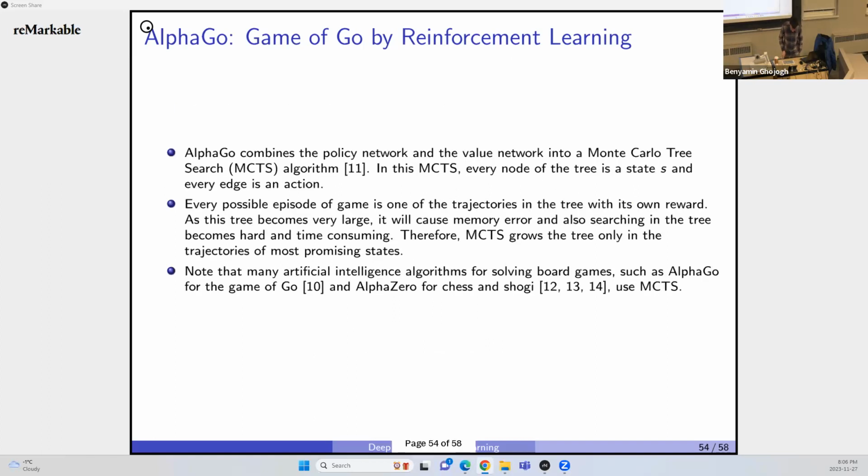So AlphaGo combines the two networks into a Monte Carlo tree search, or MCTS, algorithm. What is Monte Carlo tree search? Let me tell you with this example.